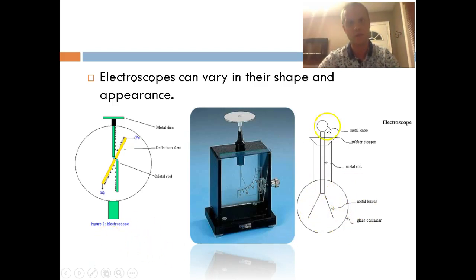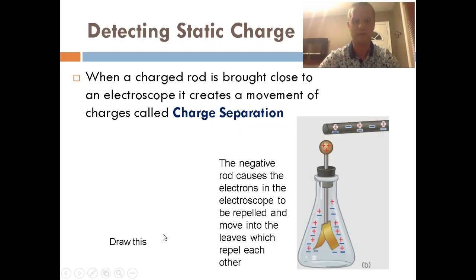So if I bring the item close to it, I can look at the electroscope and tell what the charge on the item is. When a charged rod is brought close to an electroscope, it creates a movement of charge called charge separation. If we count up the charges on this charged rod, it has 5 negative charges and 3 positive charges. That means it has a negative charge.